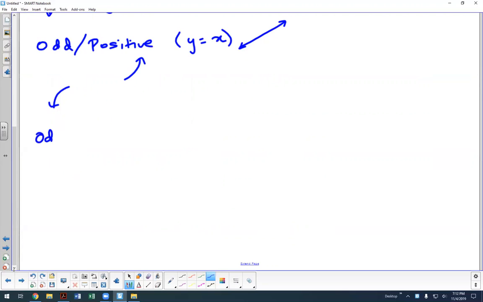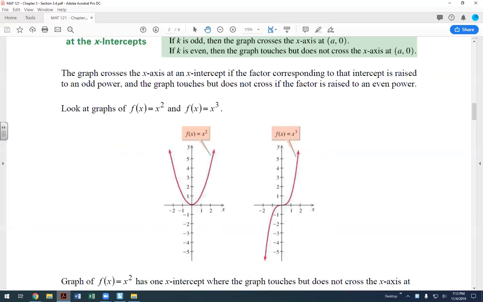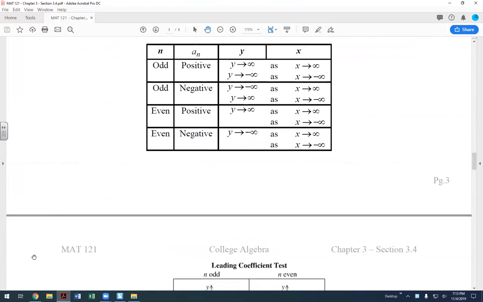And an odd exponent with a negative coefficient, think about y equals negative x. This is now a line with a negative slope going down. So that means one arm is going up, the other arm is going down. Of course, these guys have now changed directions because of the reflection. So use whatever technique helps you out to remember the leading coefficient.